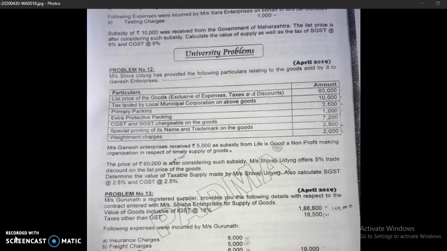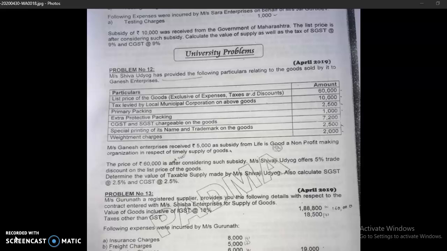So here we are reading the problem. First one, list price of the goods. So it will definitely come. Then see the second one, tax levied by local municipal corporation. So this is not a GST, IGST, UTGST. So this is also added into the value of supply. Then primary packing, yes. Then extra protective packing, this will also be added.